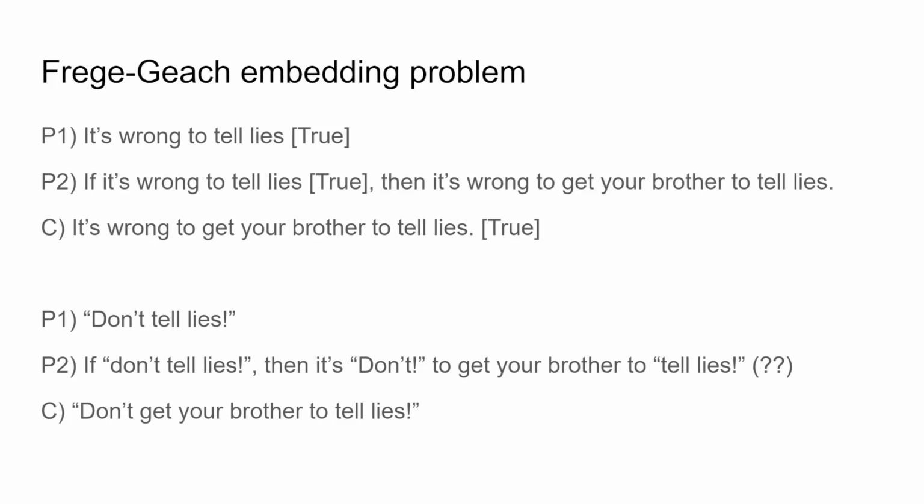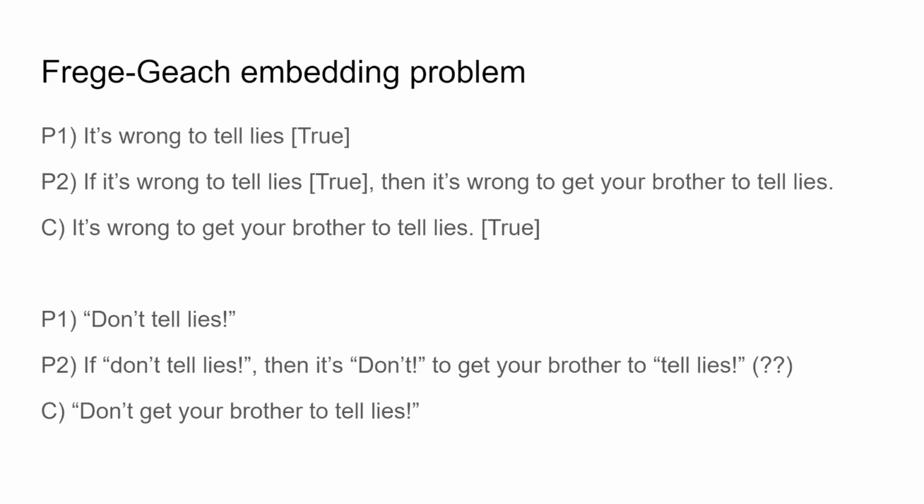So one of the main objections to non-cognitivism is the Frege-Geach embedding problem. A lot of us like to engage in moral reasoning. Here's an example of a simple syllogism. It's wrong to tell lies. We'll say that's true. If it's wrong to tell lies, then it's wrong to get your brother to tell lies. And the conclusion will be, it's wrong to get your brother to tell lies. So, P implies Q, P, therefore Q. This is a simple modus ponens syllogism.